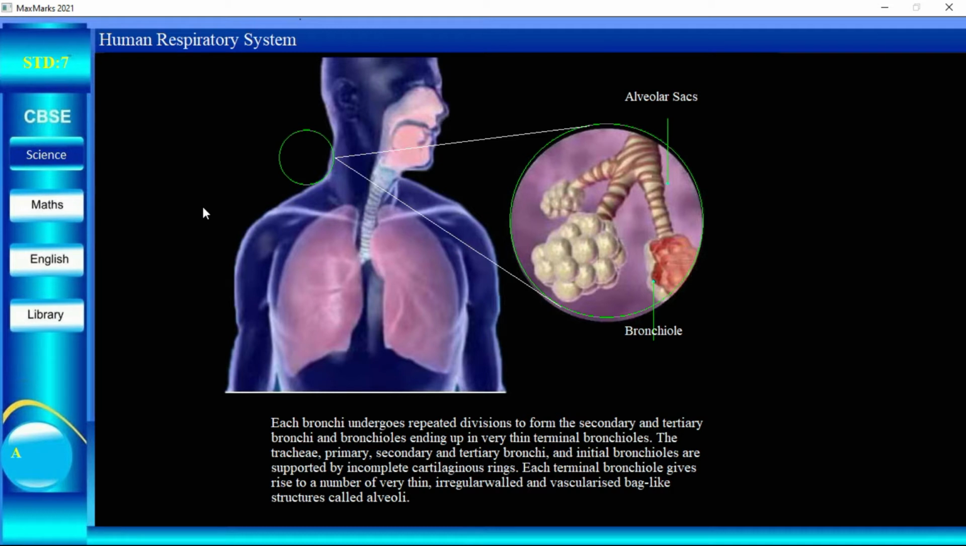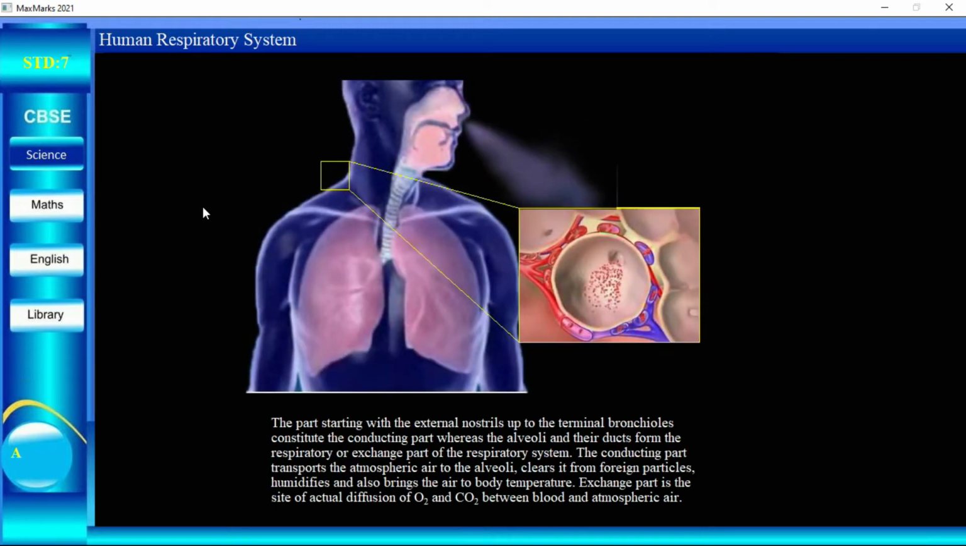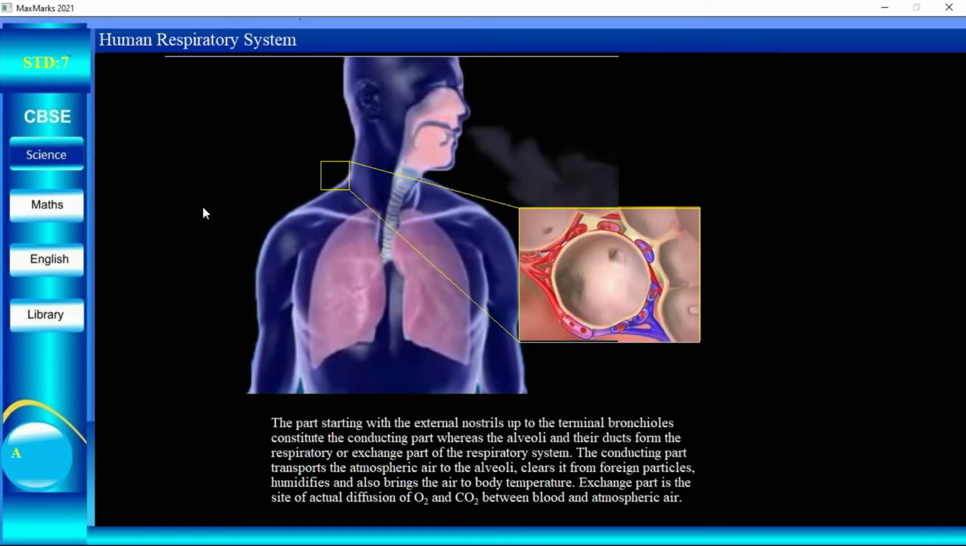Each terminal bronchiole gives rise to a number of very thin, irregular-walled and vascularized bag-like structures called alveoli. A network of blood capillaries surrounds the wall of each alveolus. The part starting with the external nostrils up to the terminal bronchioles constitutes the conducting part, whereas the alveoli and air ducts form the respiratory or exchange part of the respiratory system.